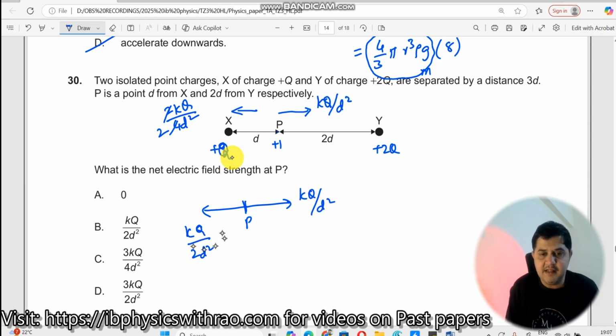So what will be the net field? This is your E1, this is your E2, two vectors. When we do the subtraction over here, we get kq divided by 2d square. That is the answer. Answer is B.